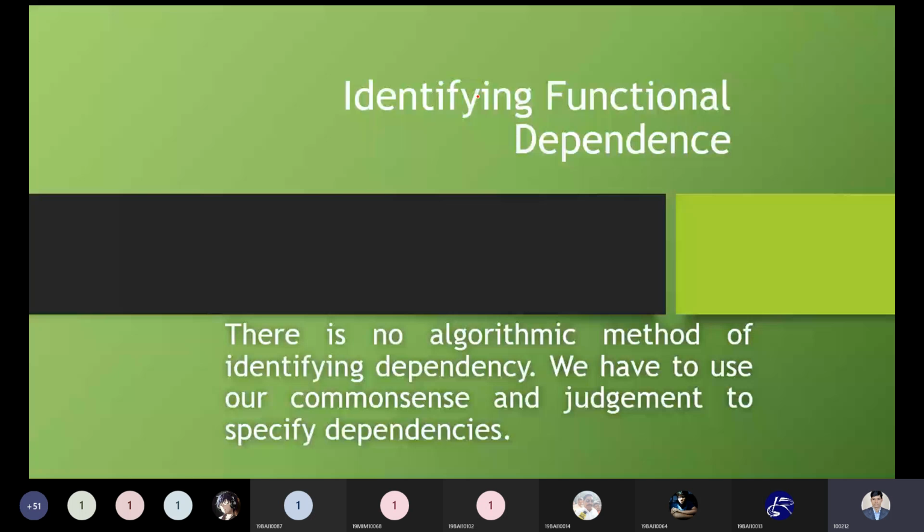There is no specific method or algorithm. We only have certain rules to follow for the task. But while performing the task, we have to think about which attribute depends on which other attribute. Students depend on the course, so there is some dependency between the course and students.